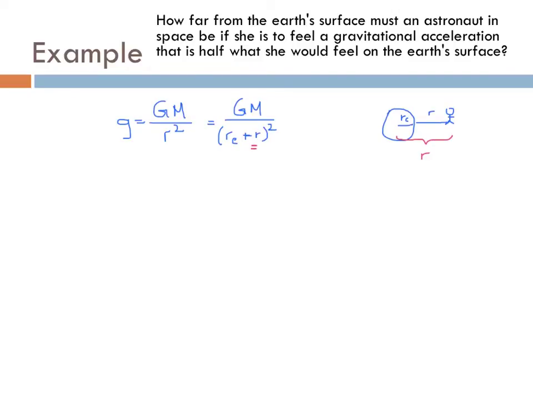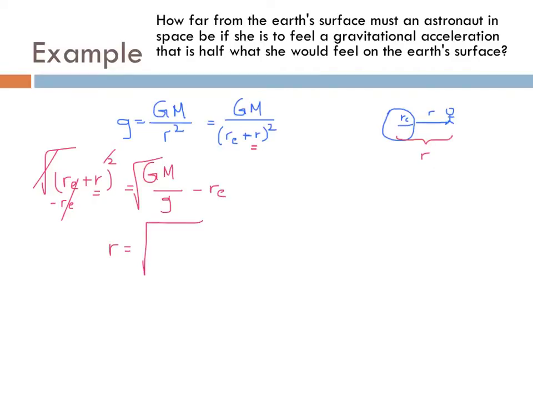So that means we need to rearrange the whole thing. So we can bring little g down to the bottom, RE plus r squared up to the top. Square root. And then we want to solve for little r so we can subtract. So the distance that she needs to be away from the Earth's surface is the square root of G times capital M over little g, minus RE.